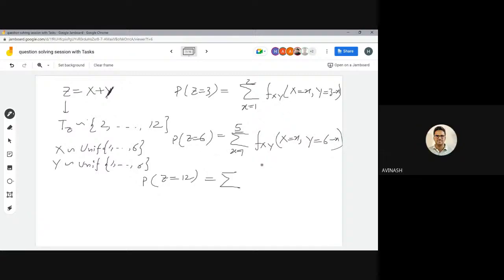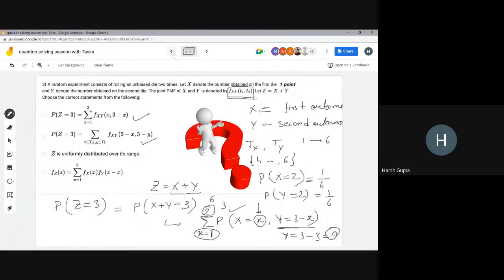This is w minus 1 by n square, sir. Okay, so you know the formula too. Yes, this is correct, 2 by 36. And here, what will be this probability? Probability that z equal to 6. So 5 by 36, sir. Yeah, 5 by 36. Now you see the probabilities are not the same, right? So this is not uniformly distributed over the range. So this is not correct, and this is not correct.